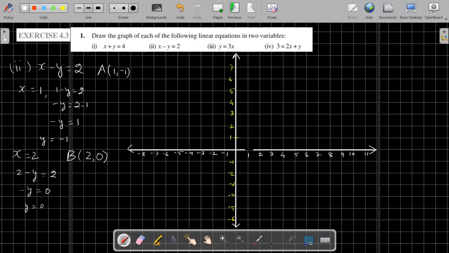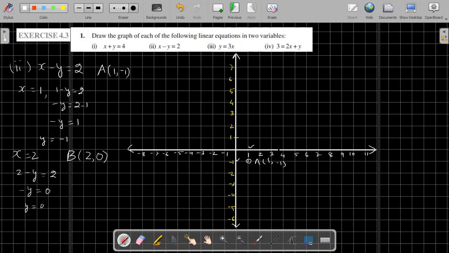So now we have to draw the point 1 and minus 1. X-axis 1 and y-axis minus 1. X-axis 1 is here and y-axis minus 1 is here, and if you draw these lines, they will meet at this point. This is our required point, 1 and minus 1.